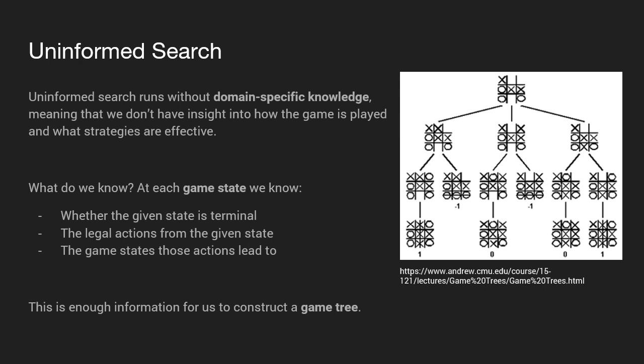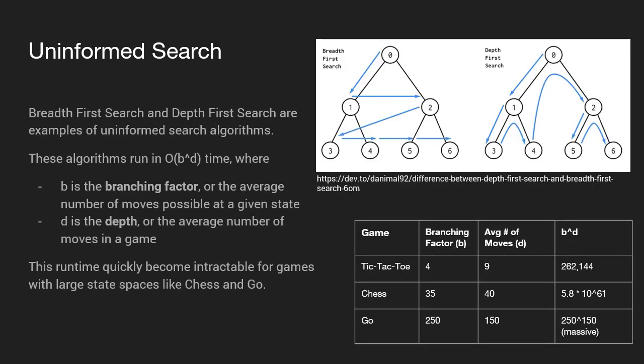And that's enough information to construct a game tree. An example of the game tree is there on the right with tic-tac-toe. The board states are the nodes, and then we have edges which represent actions pointing to other game states. So there are many different algorithms that can be used to search game trees like this.